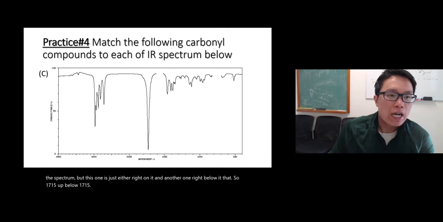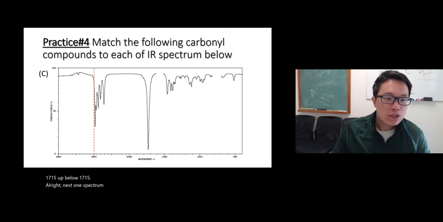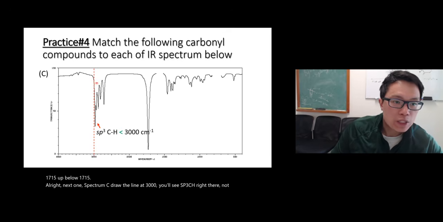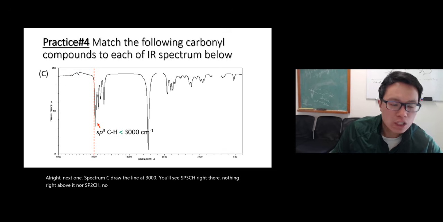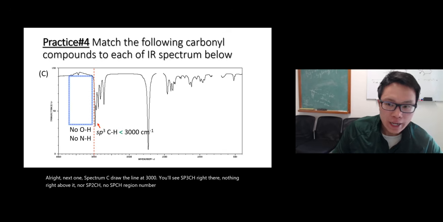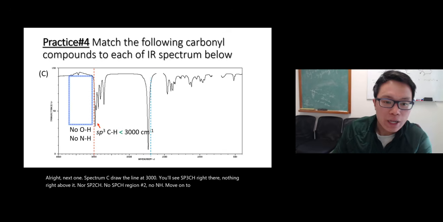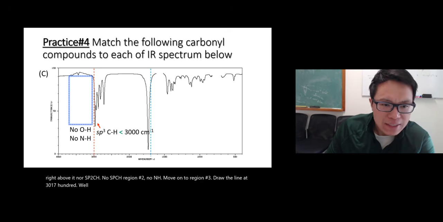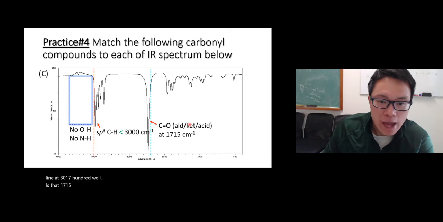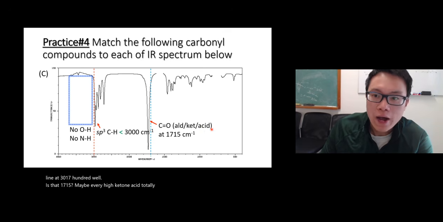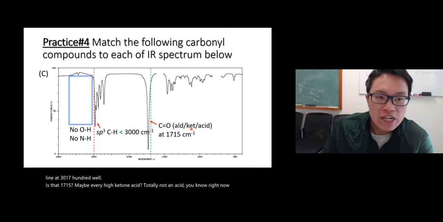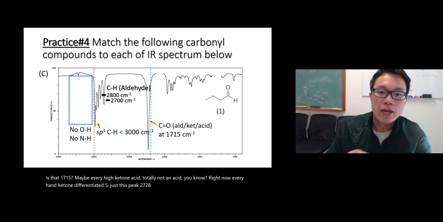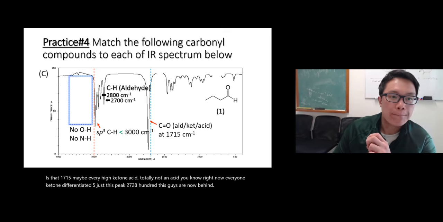Next one, spectrum C. Draw the line at 3000. You see sp3 CH right there. Nothing right above it, no sp2 CH, no sp CH. Region number 2, no OH, no NH. Move on to region number 3, draw the line at 1700. Is that 1715? Maybe aldehyde, ketone, or acid. Totally not an acid. Aldehyde and ketone are differentiated by just this peak at 2700, 2800. This guy's an aldehyde.